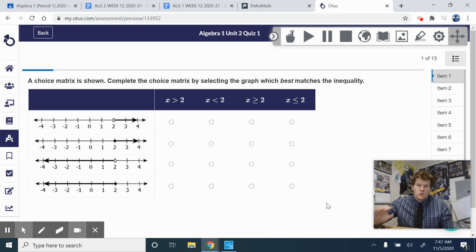Hey everybody, so quick video on this quiz that we took, Unit 2, Quiz 1, dealing with these equations, inequalities, and graphs. So I'm going to go through a lot of these questions really quick, but it's a video, so if I'm going too fast, just pause the video and see what I got going on.